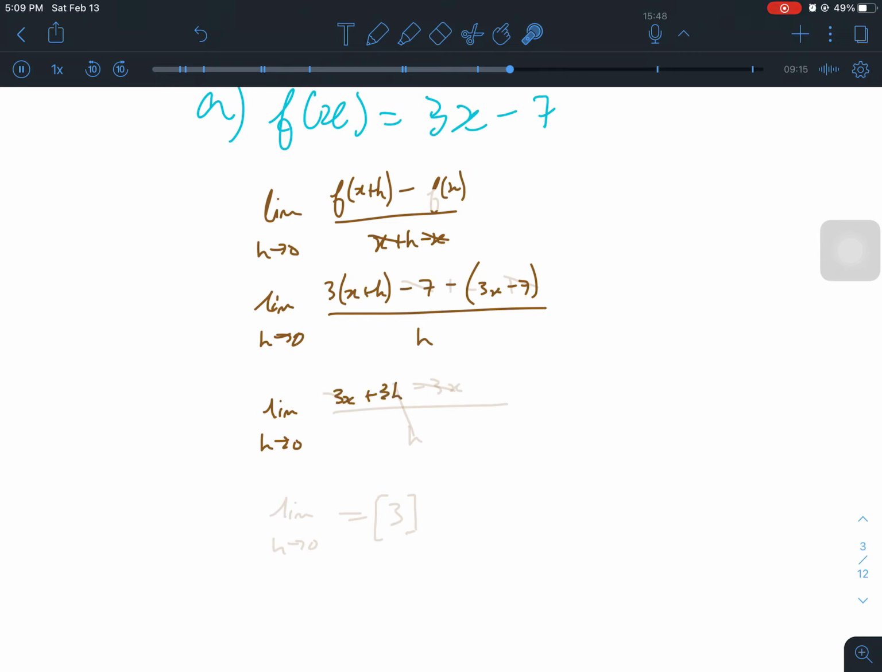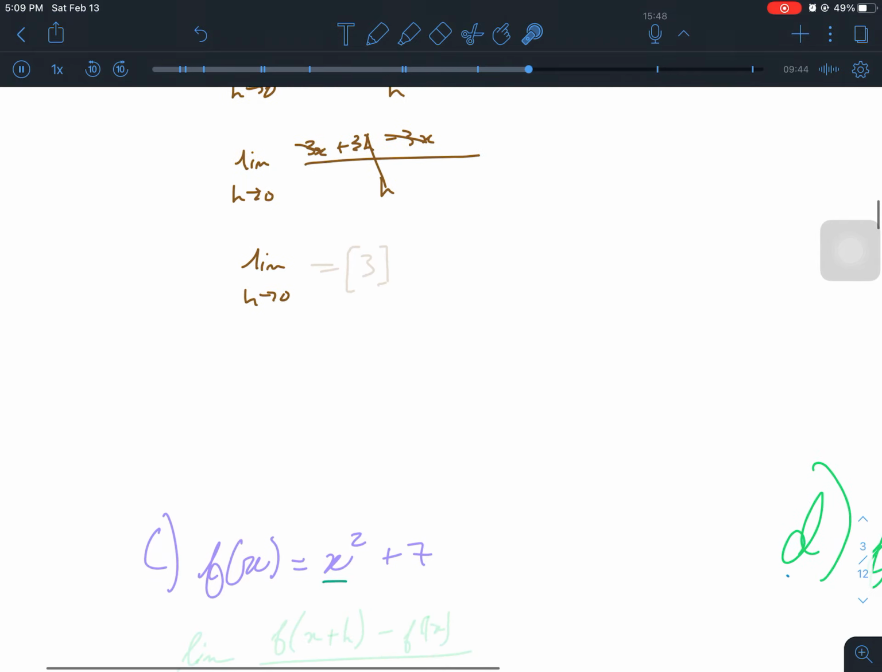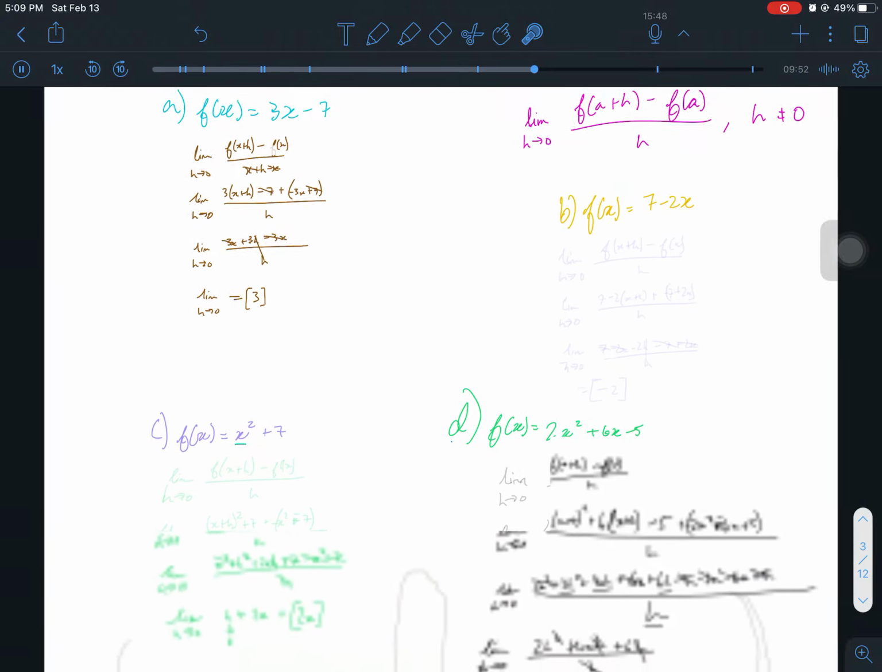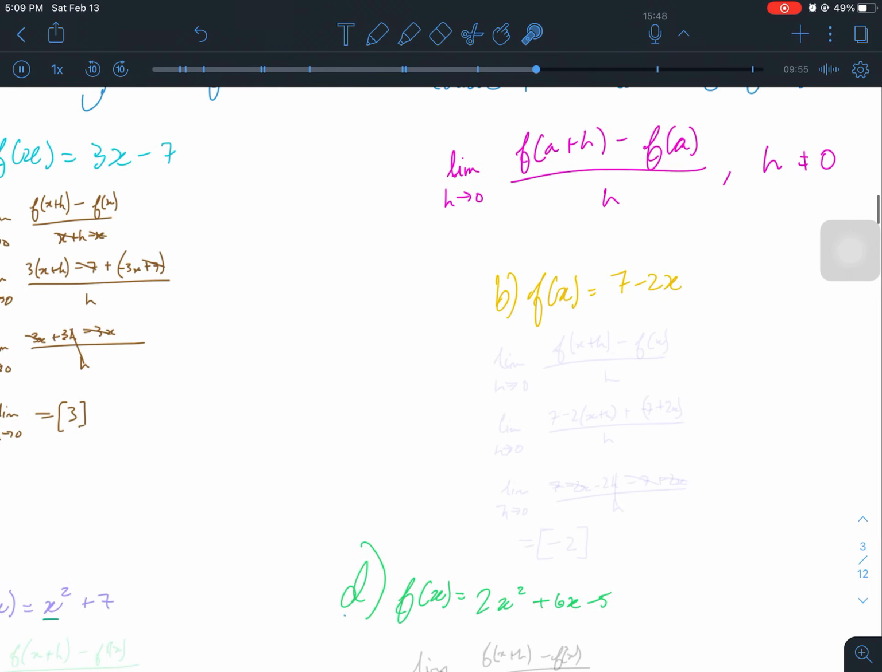3x plus 3h. And the minus, this becomes a positive 7, this becomes a negative 3x. Right, these 7's cancel. And minus 3x. These 3x's cancel. And this h becomes 1. And 3. Right? That just becomes 3. Right? So 3 will be our answer. Let's go on to the next problem.